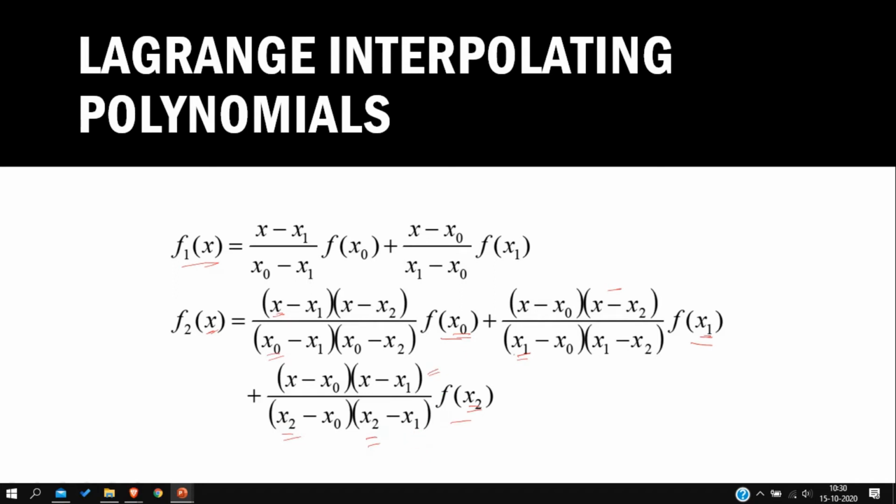So this is easy. If we go to f3 of x, in that case, there will be another term: x minus x3, and here there will be x0 minus x3. Here also the same terms will be there, x minus x3 and x1 minus x3. Here the term appearing will be x minus x3 and x2 minus x3. So these are the conditions.